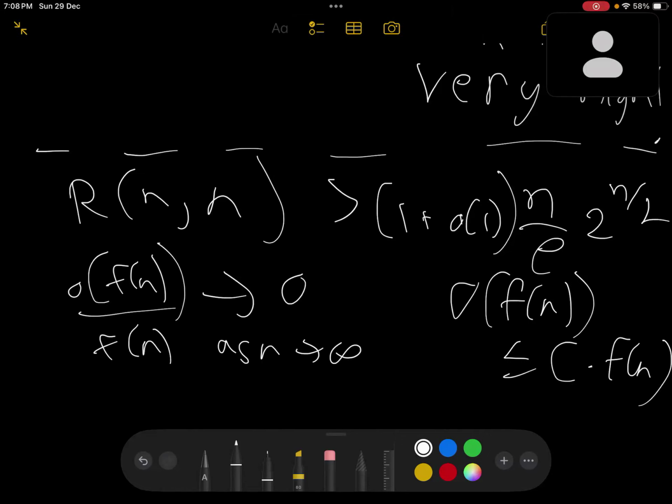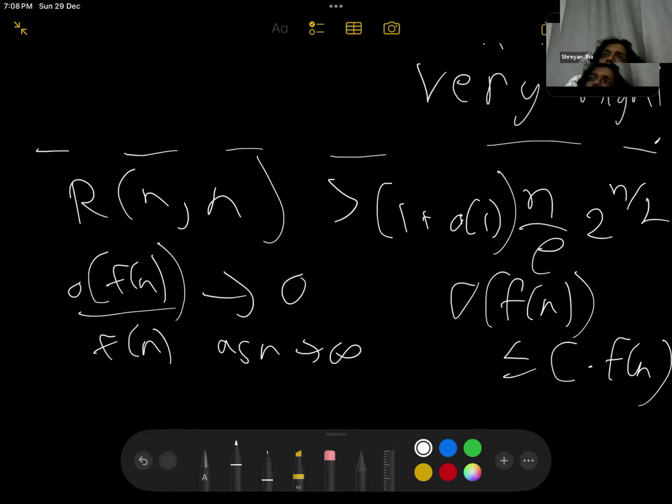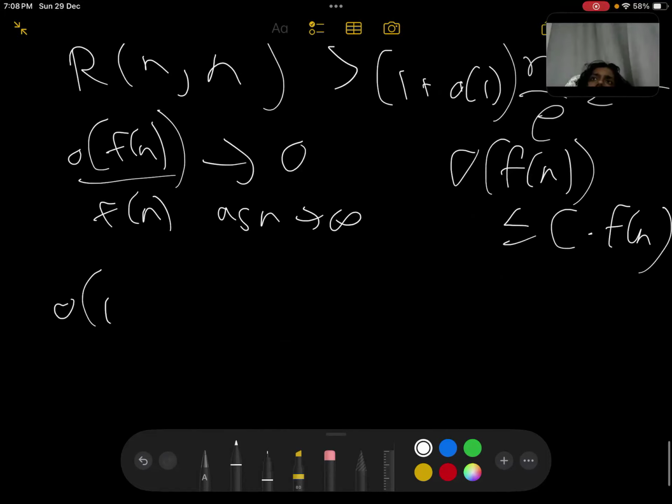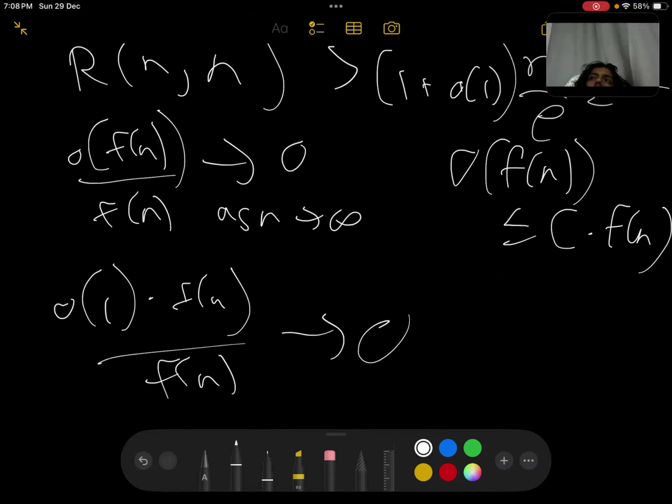Okay, so o of 1 does not have a specific value, right? No, it's not specific. It just says that if I take Rnn minus this quantity divided by this quantity, that will go to 0. Does o1 times n by e into 2 to n by 2 go to 0? So o1 times something fn upon fn goes to 0. Yes, but is it possible o1 times fn also goes to 0? It's possible.